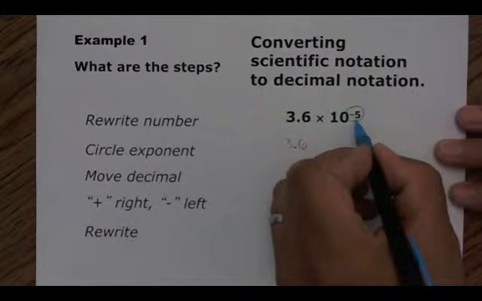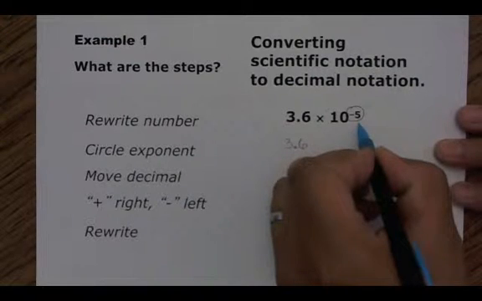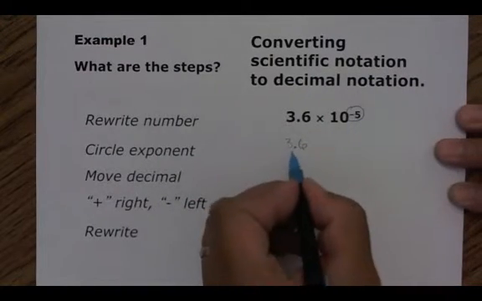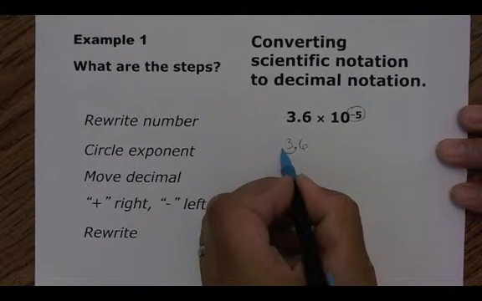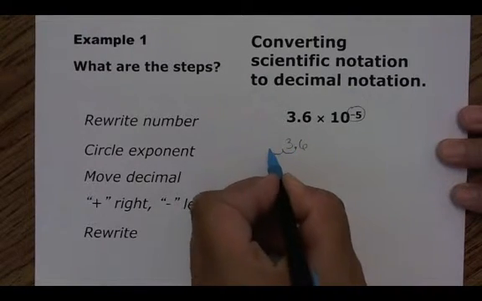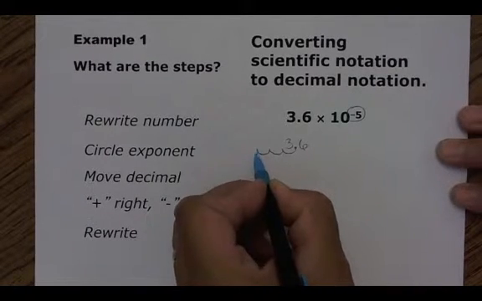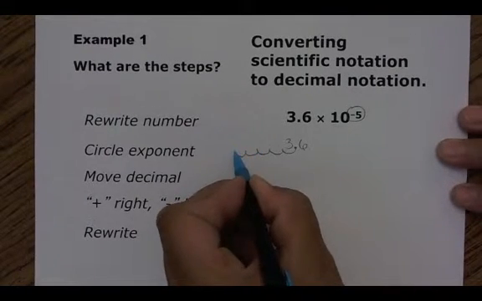That number is going to tell us which way to move the decimal point and how many places we're going to move it. Since it is a negative, we are going to move it to the left. And since it's a 5, we're going to move it 5 places to the left. So the decimal point is right here, and we're going to move it 5 places to the left. So that's 1, 2, 3, 4, 5.